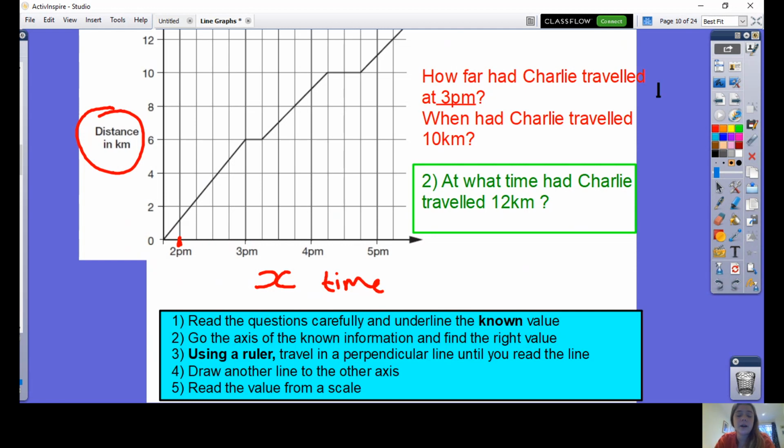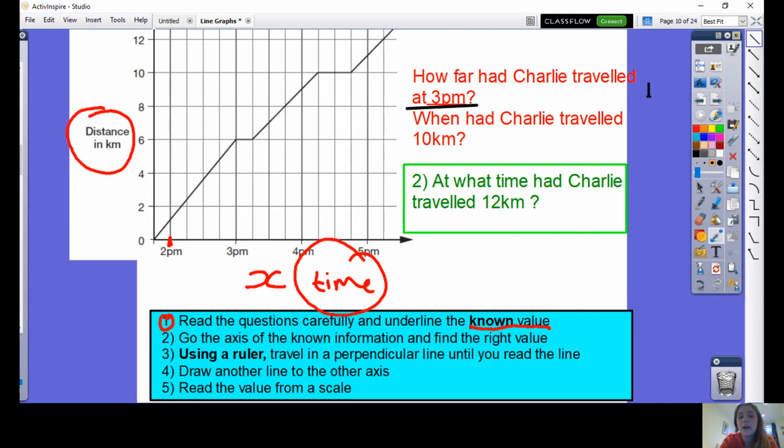Okay, so let's look at my question. Whenever you have a line graph, make sure you read all of the information first on the line graph. Make sure you understand what you're looking at. I'm going to model 2 of them, and I'm going to go through my steps to success. How far had Charlie travelled at 3 p.m? Okay, step 1, read the question carefully and underline the known value. I need to decide, do I know the time or do I know the distance? How far had Charlie travelled at 3 p.m? At 3 p.m. Here's the value I know, that's the time.